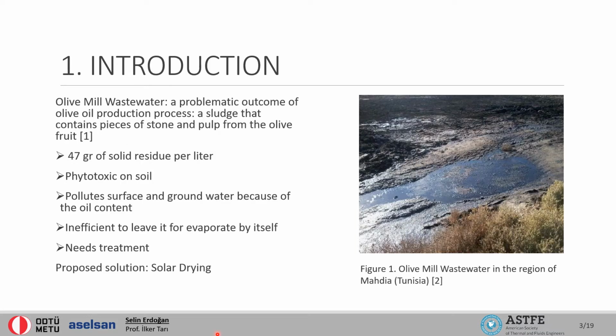First of all, the main aim of this project is to find a solution for the drying process of olive mill wastewater. Olive mill wastewater is a problematic outcome of the olive oil production process, which contains residues of oil pastes, oil, and water. It is toxic to throw it on land as it pollutes the surface and underground water sources with its oil content. Getting rid of wastewater by leaving it for evaporation is inefficient as it takes too long because of the oil layer remaining on the top. So, a dryer design powered by solar energy is proposed.